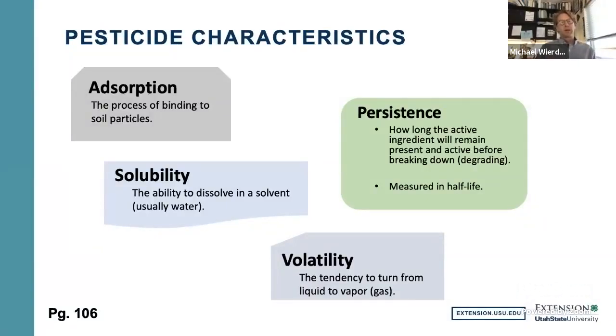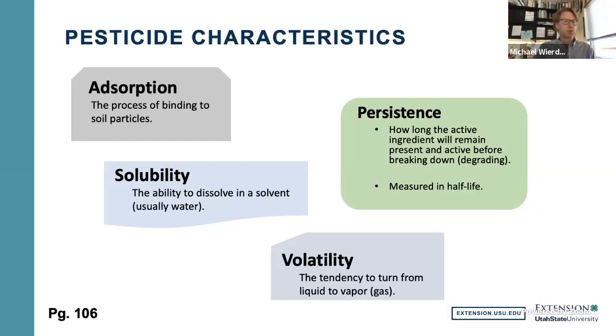A couple of important things to understand about pesticides, to help us facilitate this discussion of pesticide movement, are pesticide characteristics. Our first characteristic is adsorption. That's adsorption with a D, not absorption with a B. Adsorption is the process of something binding to soil particles. So if you have a pesticide that is highly adsorptive, it is going to strongly bind to soil particles or organic matter.